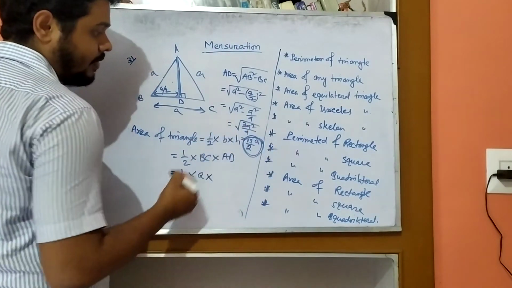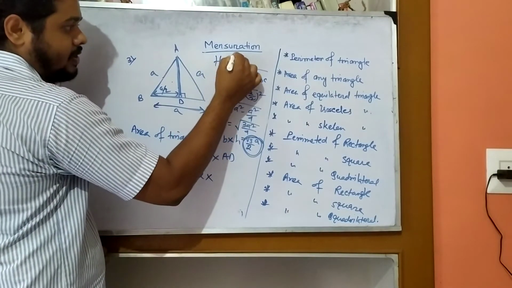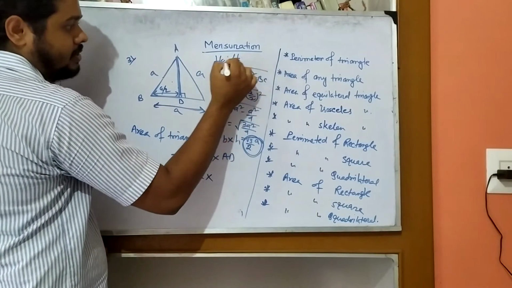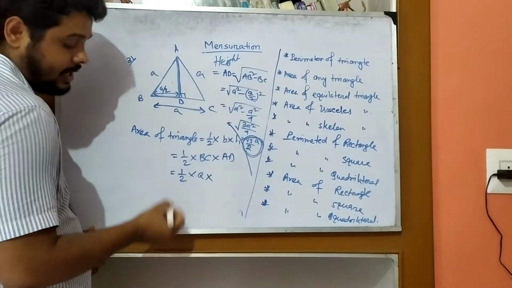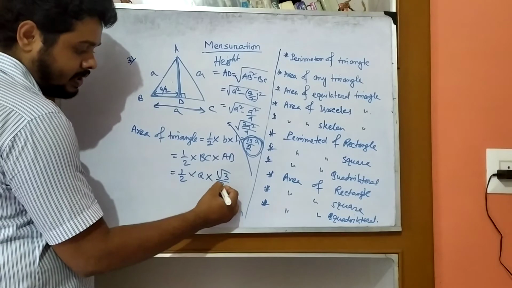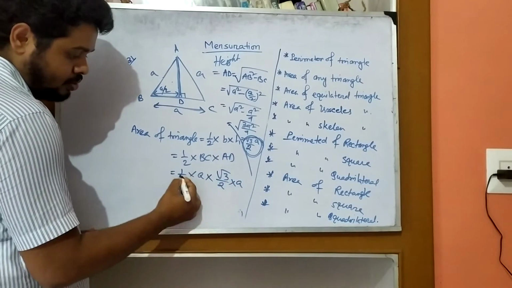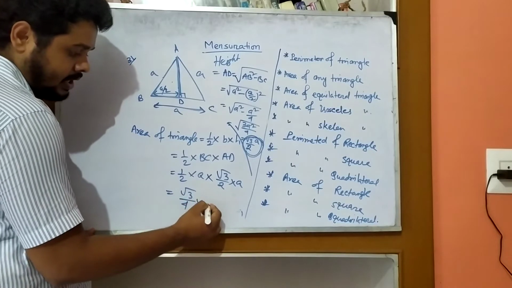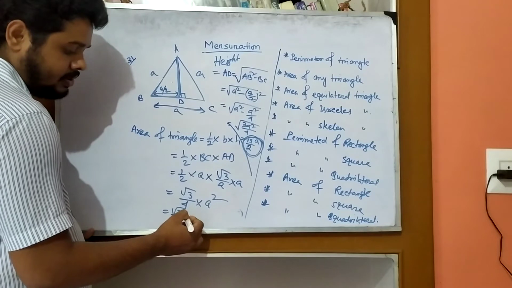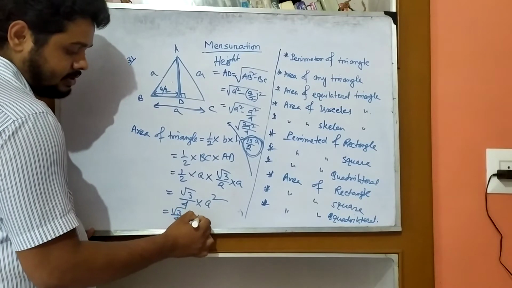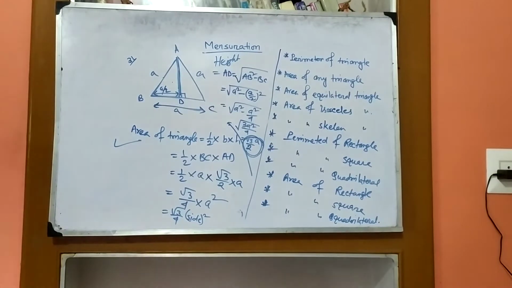This is the formula of the height of the equilateral triangle. Height equals root 3 by 2 into side. So here also you have to write half into a into root 3 by 2 into a. So root 3, 2 times 2 is 4, and a square. So root 3 by 4 into side square. This is the area of the triangle.